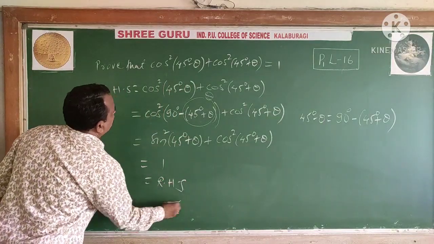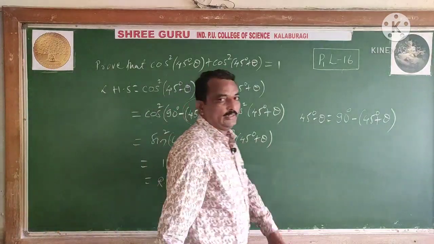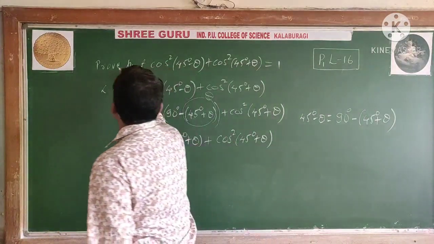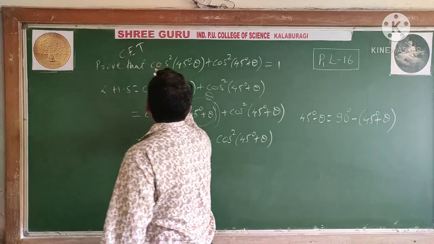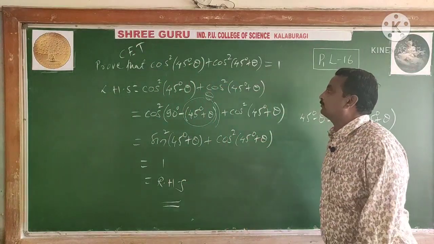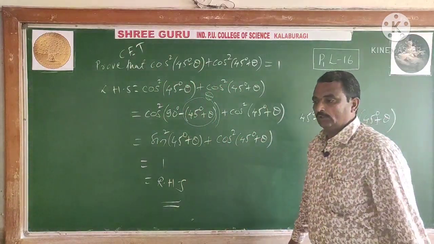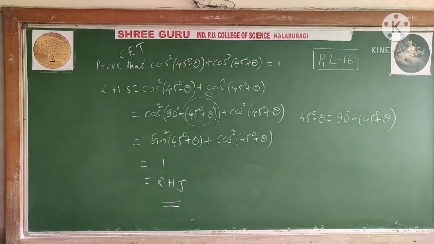This is your RHS. The value of the CET examination. How he will ask: the value of cos square 45 plus theta plus cos square 45 plus theta is equal to. He may ask like that. That's what it is. He may ask like that.